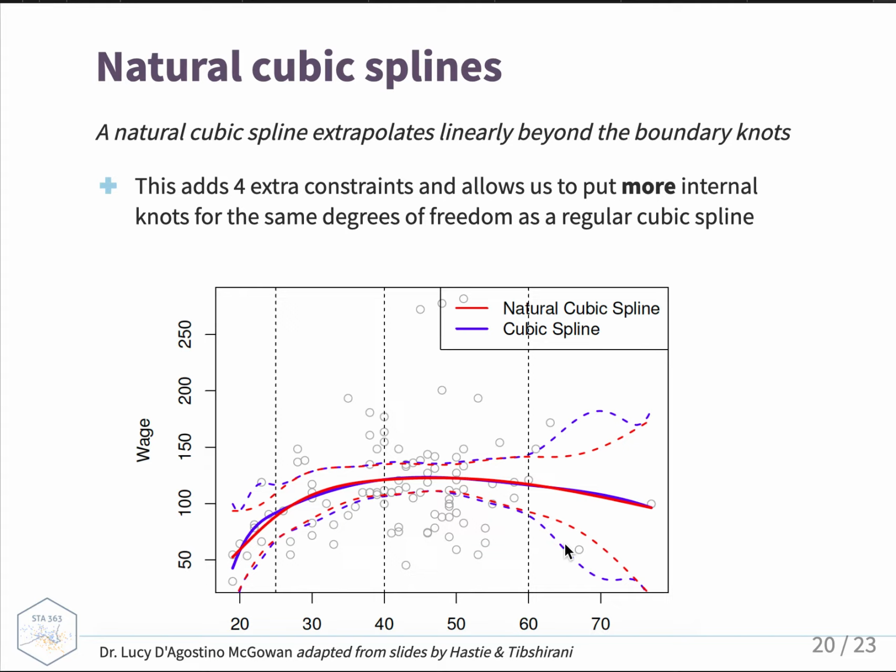So here's the example where the blue line represents the cubic spline. And you'll notice in the tails it gets kind of wiggly. And the red line represents the natural cubic spline, which is a little bit more consistent and therefore has better tail behavior.